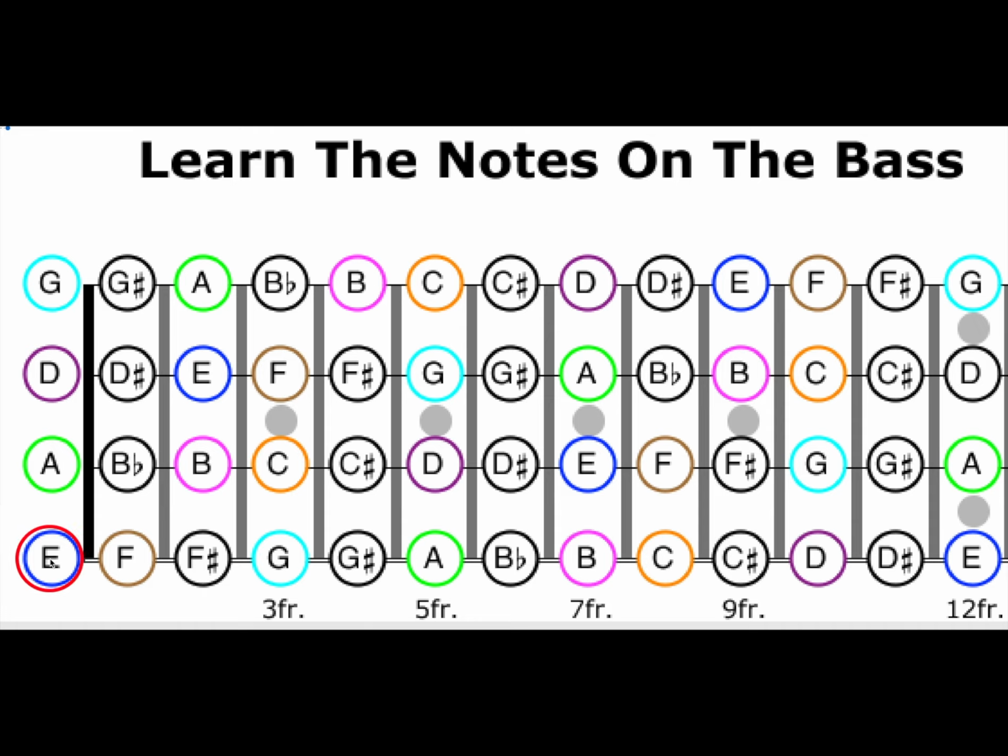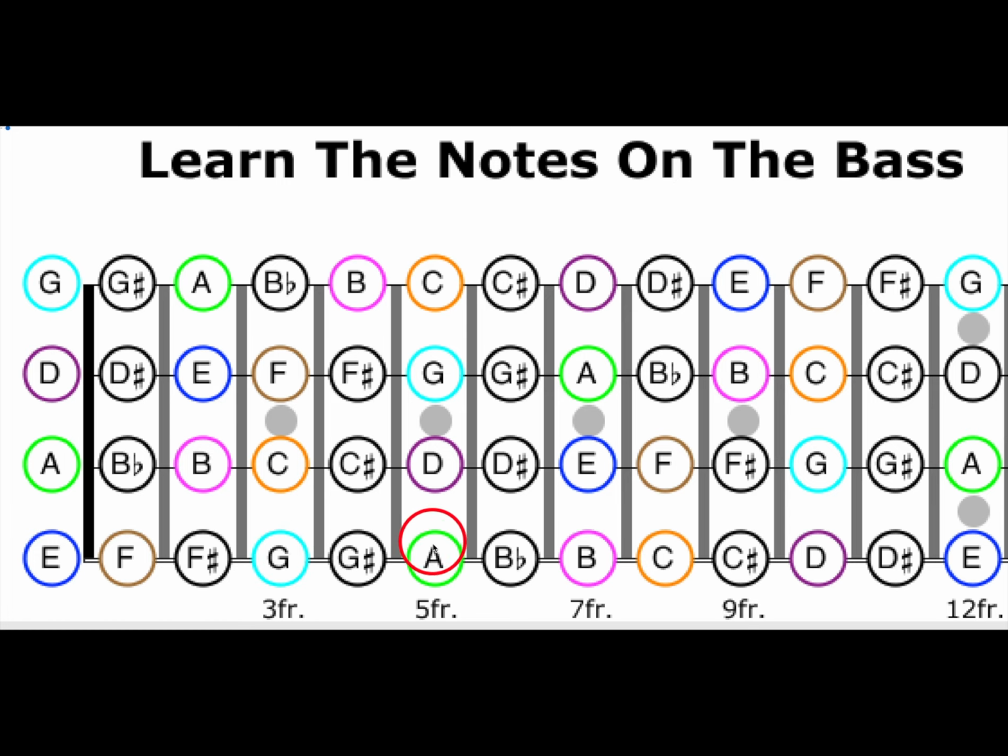And that's something else I want you to notice. In music, E to F is only 1 fret. We call that distance a half step. A half step is the distance from 1 fret to the next fret. From E to F is a half step. But from F to G is 2 frets. We call that a whole step.